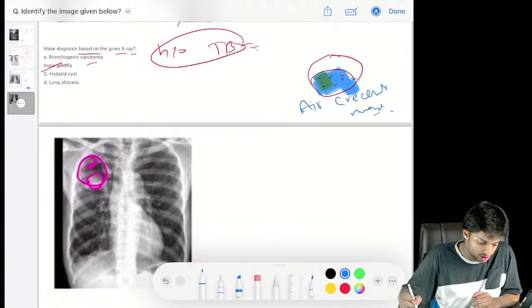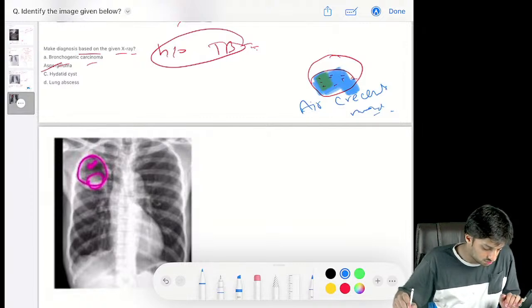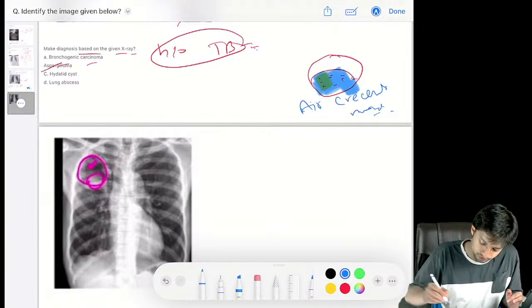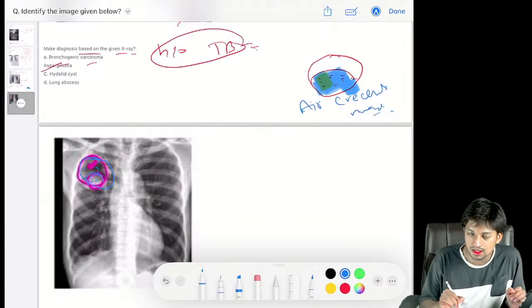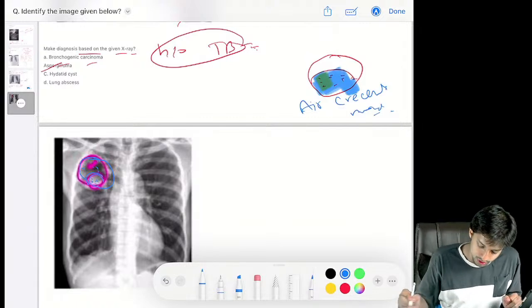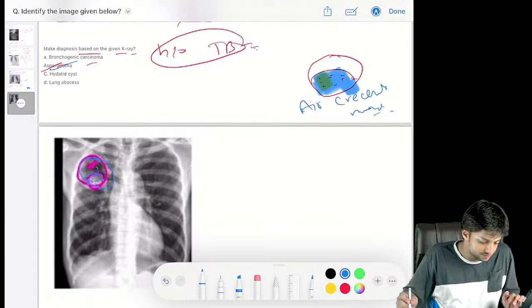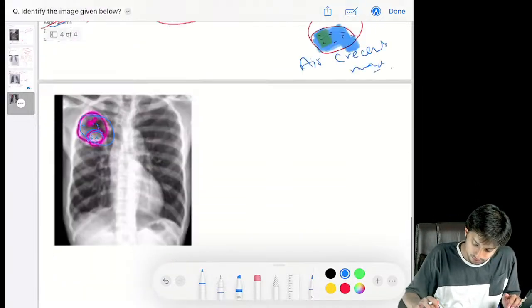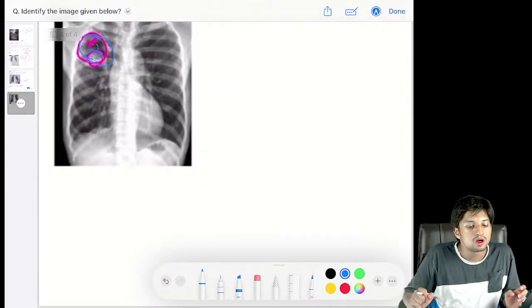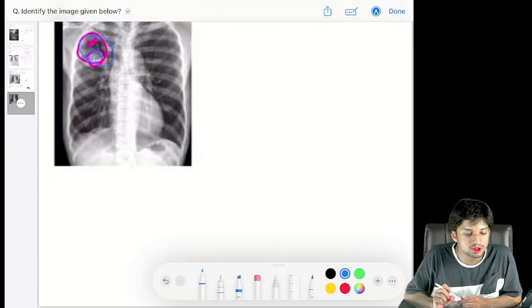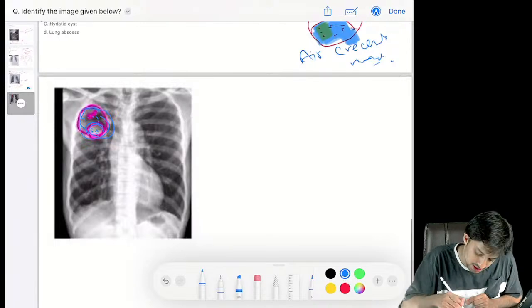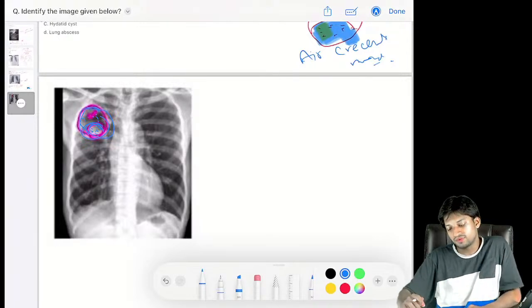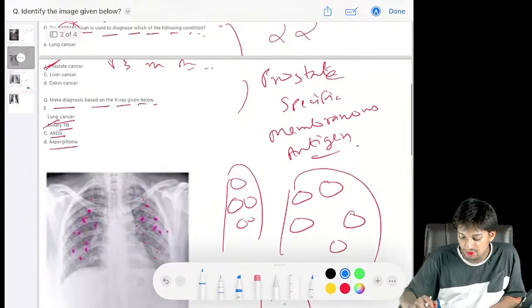Just see here, the air crescent sign was already given in this image. Black is the air part and white is the mass, so it should be Aspergilloma. Done with the radiology questions. Yes, it is Aspergilloma, Shubham. You can identify here the air crescent sign, with air upward, the crescent sign. Done. So the questions were very simple.